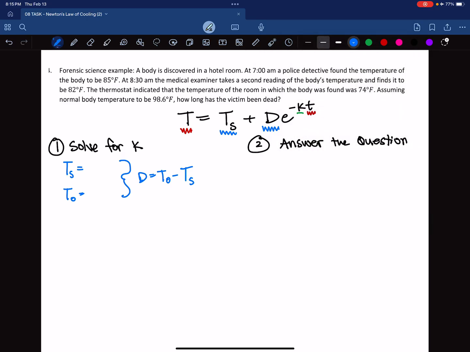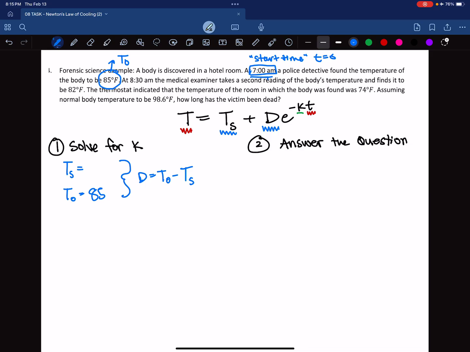So this 7 a.m. time right here, we're going to call our start time. It's like when time is 0. So we'll calculate elapsed time, like how many minutes or hours have passed since 7 a.m. Okay, so that means this 85 is the temperature of the object. 85.